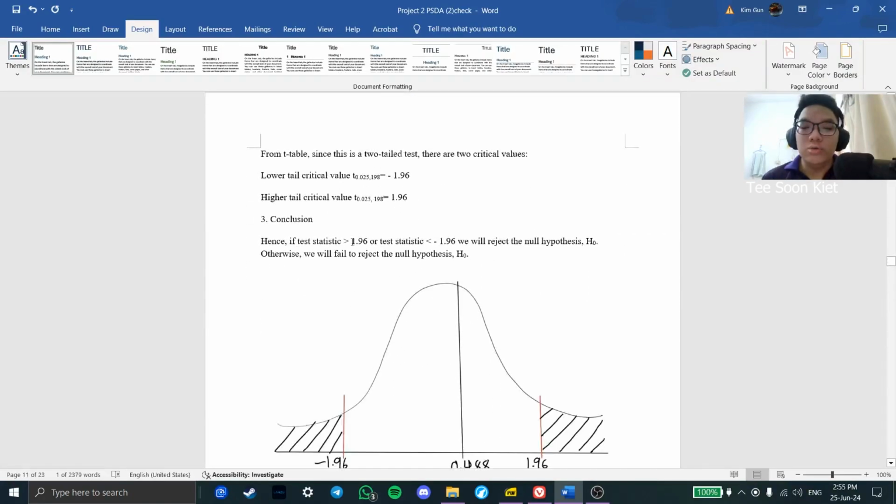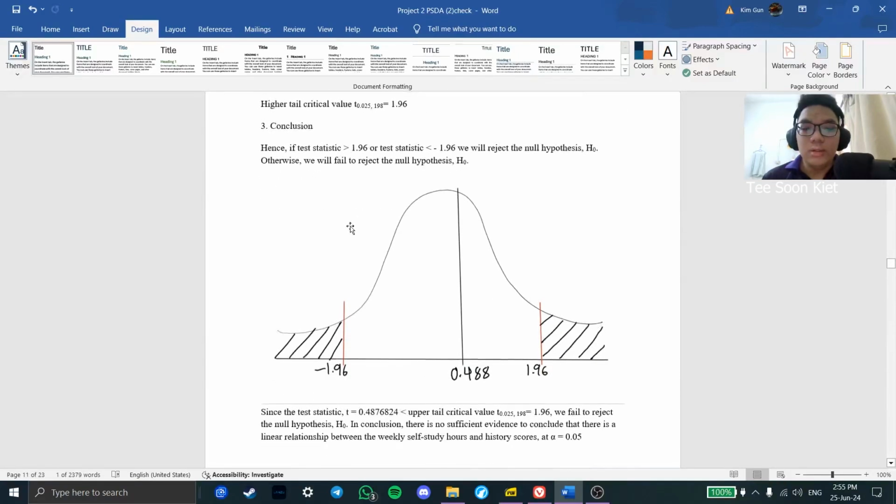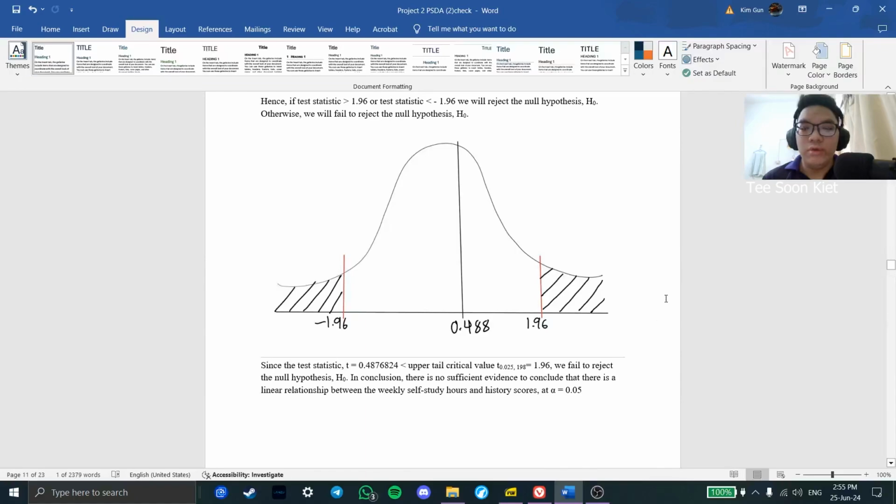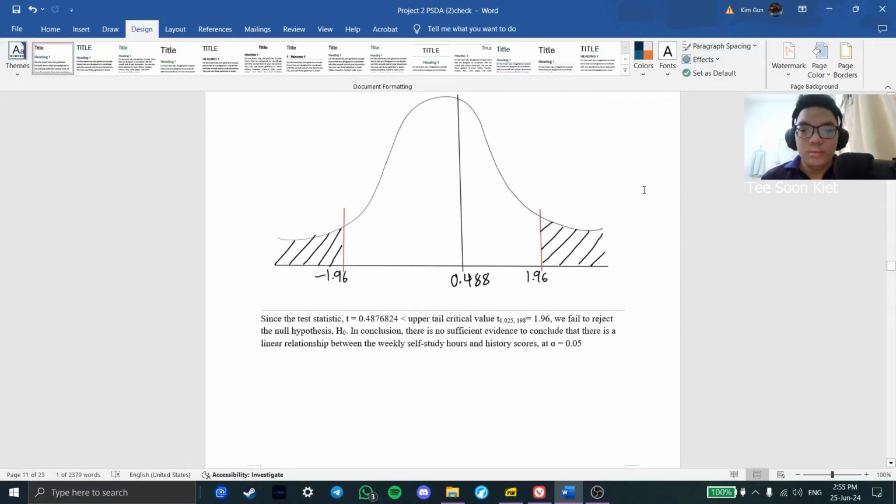In conclusion, because the 0.488 is in the middle of 1.96 and negative 1.96, we fail to reject this null hypothesis, and there's no sufficient evidence to conclude there is a linear relationship between weekly study hours and history scores at alpha 0.05. That's all for my part.